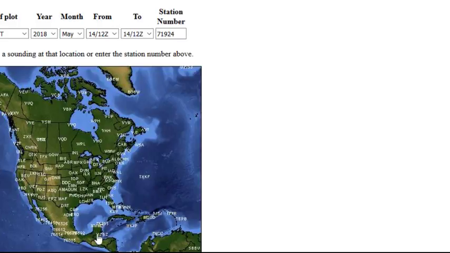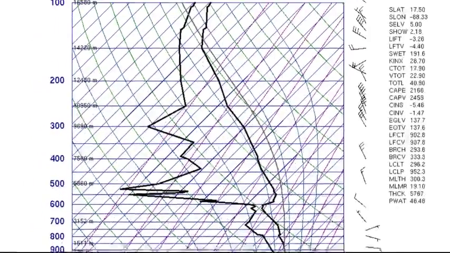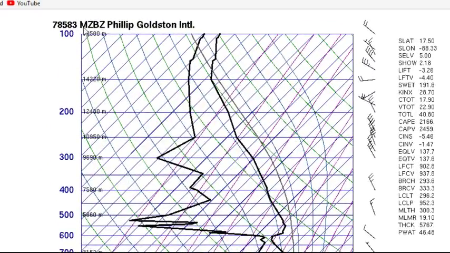Let's try Belize. We'll try Belize City way down here. It's down in the Caribbean. We're expecting, the GFS keeps locking on to some sort of tropical cyclone development out there in about a week or two. So we might as well see what's going on. This is Belize, and up here you can see the ICAO MZ. That's indicating the Caribbean. Z is the country, that's Belize, and then the city and state, BZ.